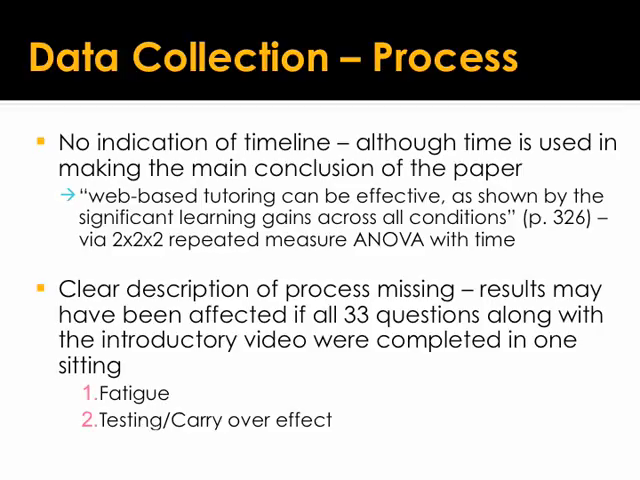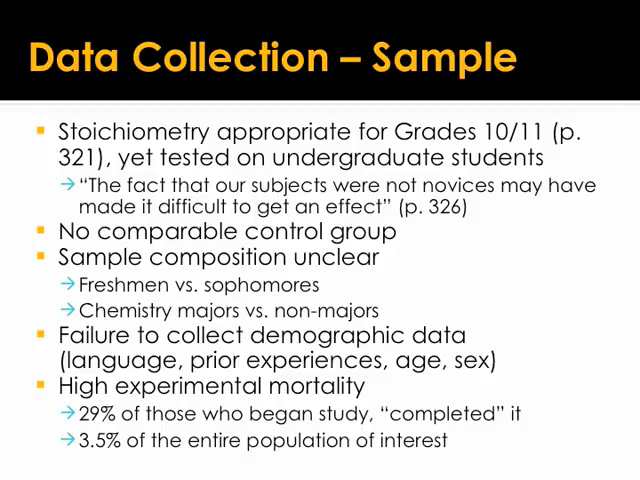And finally, the data collection sample. As the researchers themselves mentioned, stoichiometry is appropriate for grade 10 or 11 students. However, this was tested on undergraduate students. And as the researchers identified, the fact that our subjects were not novices may have made it difficult to get an effect. Also significant, there was no comparable control group.